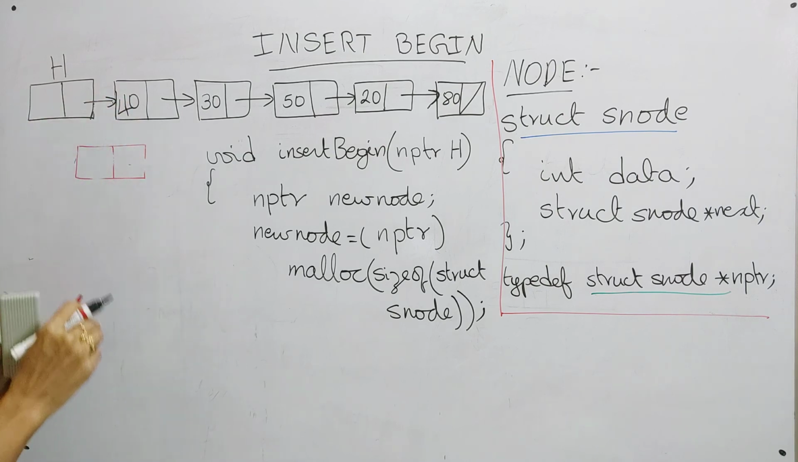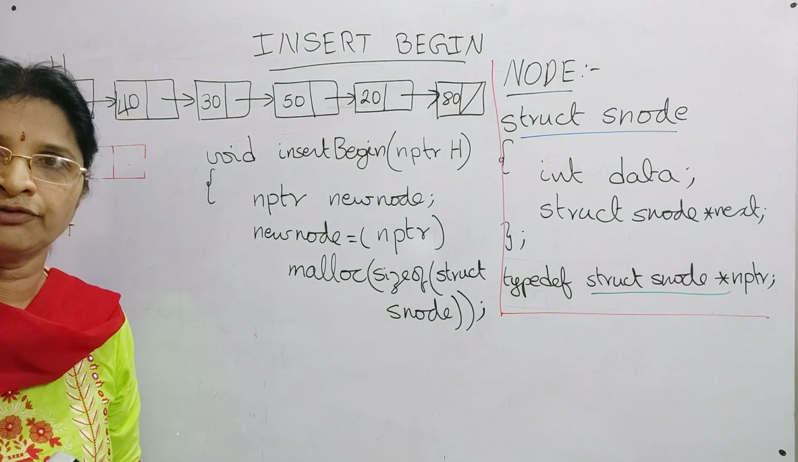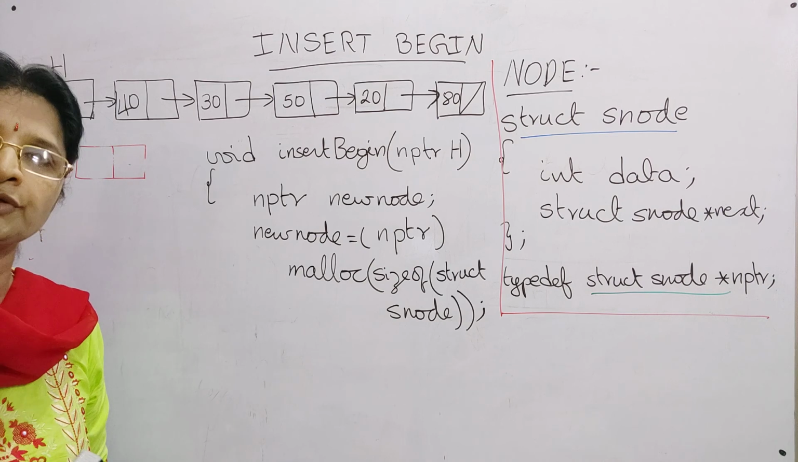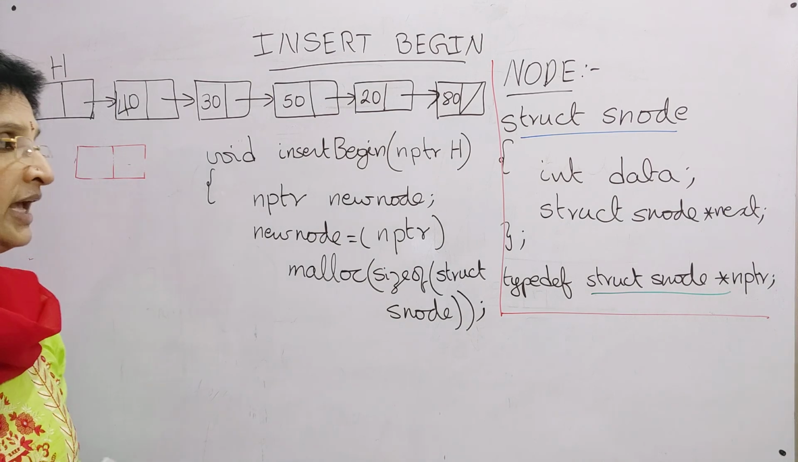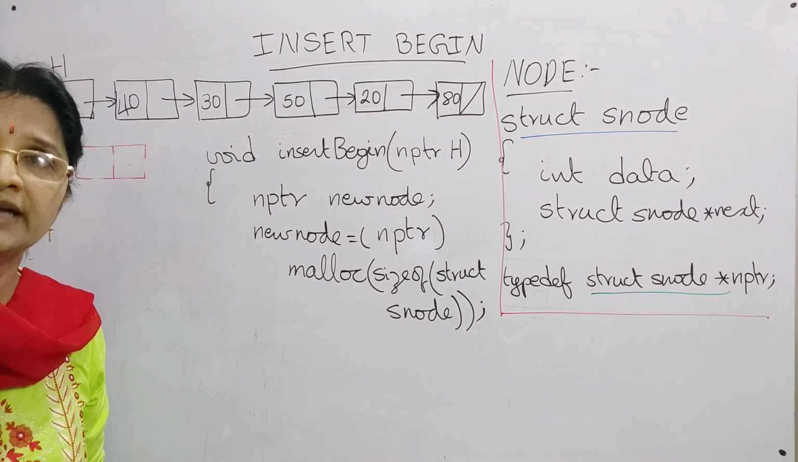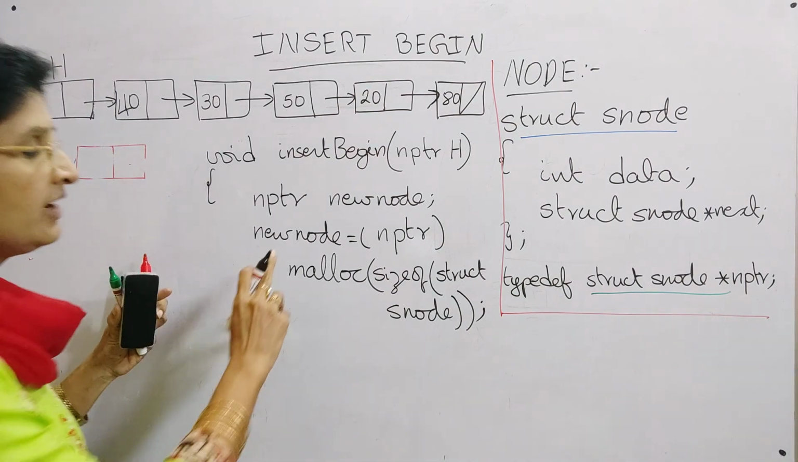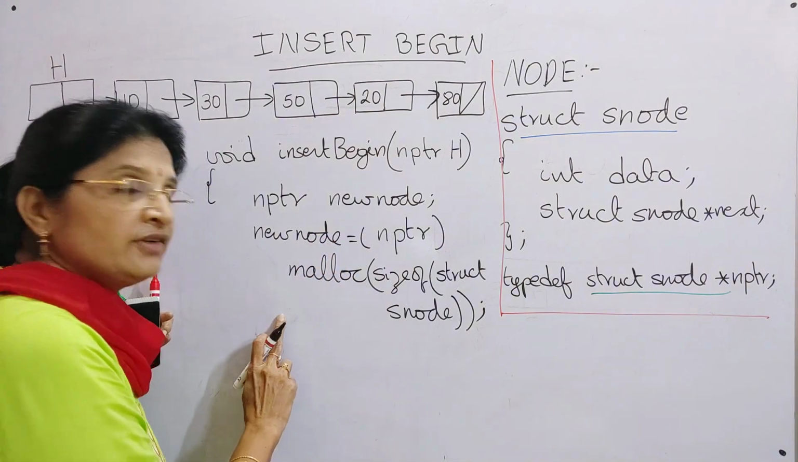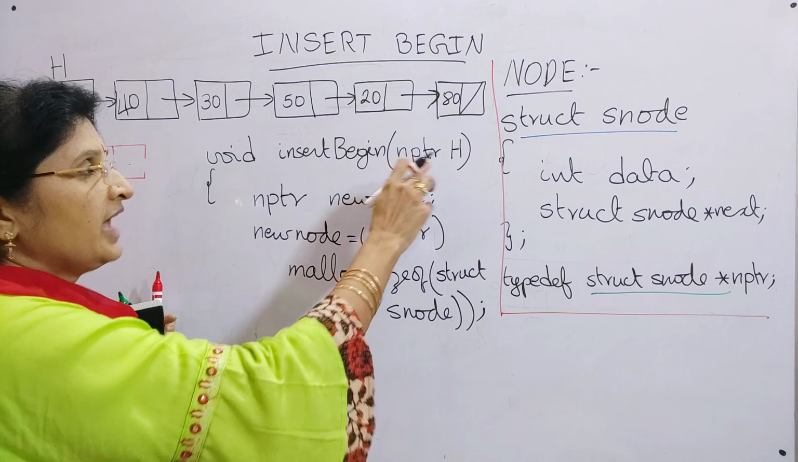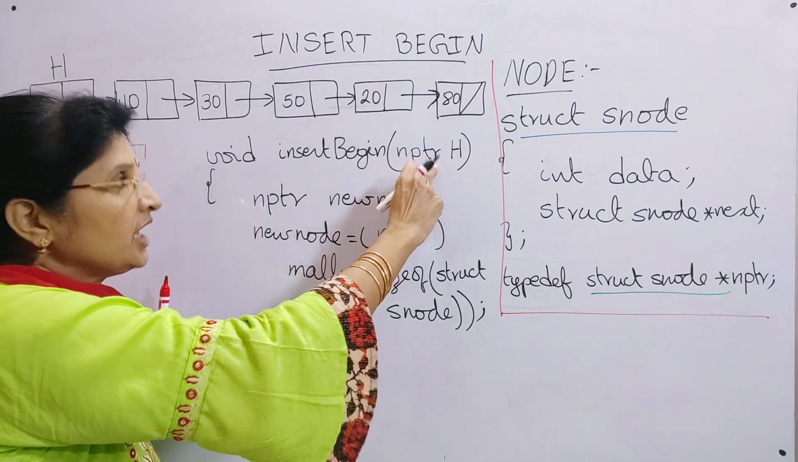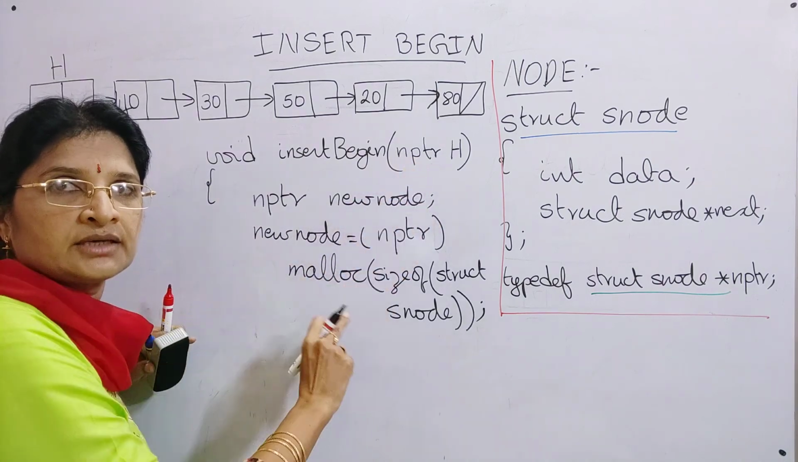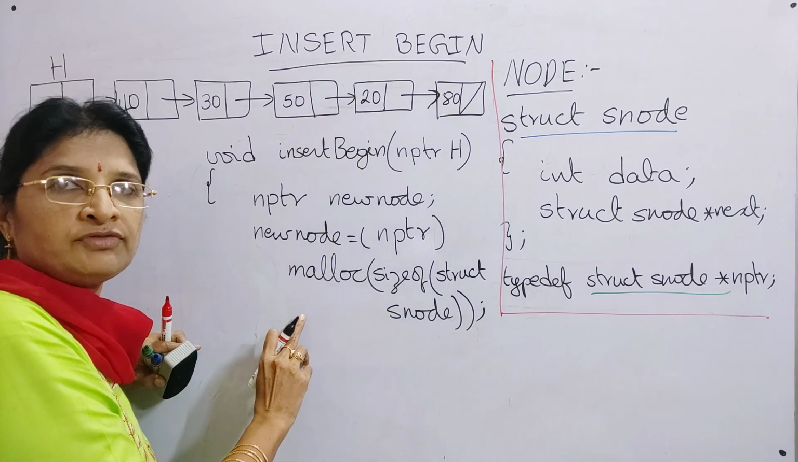The memory is allocated. Once the memory is allocated for the new node, next what do we have to do? We have to get the value of the data. The data value can be read within the function, or it can also be passed to the function. In both cases, you can write it as any of these two cases.